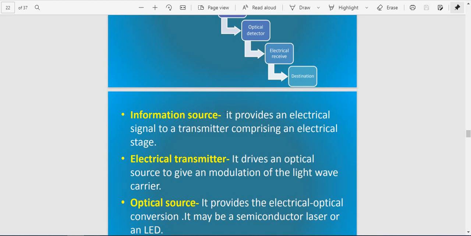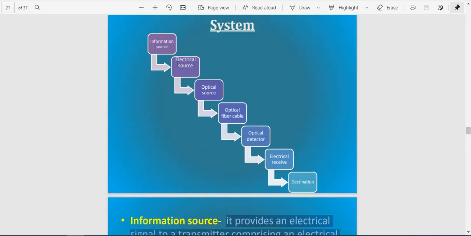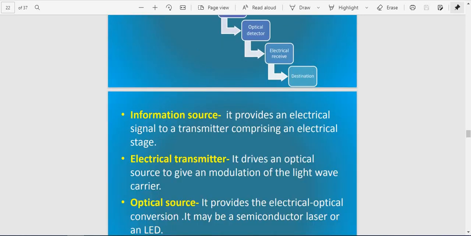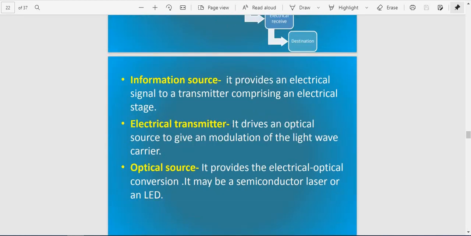Now, the first part: what is the information source? As I already said, the information source provides an electrical signal to the transmitter, comprising an electrical stage. It means we are passing the information to the electrical stage, the next stage. Whatever information we are passing up to there is called the information source. And what is the use of the transmitter? It transmits the signal, right? It drives an optical source to give a modulated light wave carrier.